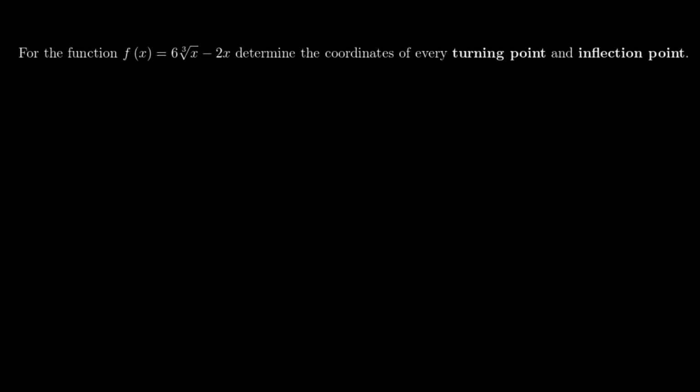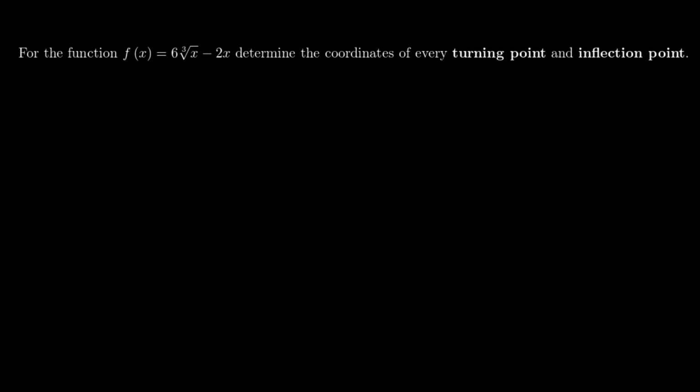Okay, in this video we'll determine the coordinates of every turning point and inflection point for this function f of x, and that is 6 times the cube root of x minus 2x. And once we piece that information together, we might even try sketching the function before, of course, we have maybe a look at Desmos towards the end of the video.